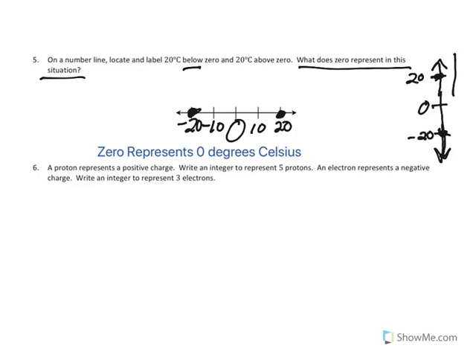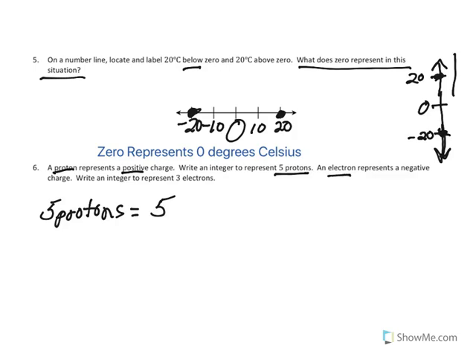Number 6 says, a proton represents a positive charge, and write an integer to represent 5 protons. An electron represents a negative charge, and we're to write an integer that represents 3 electrons. Alright, so first and foremost, you may or may not have talked about this in science, and honestly it doesn't matter because they're giving us the information that we need. A proton is positive. So if we have 5 protons, and if we need to write that as an integer, it's just positive 5 because they're positive.